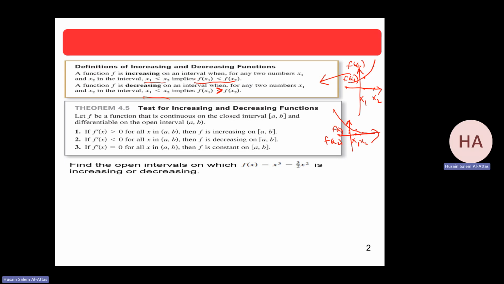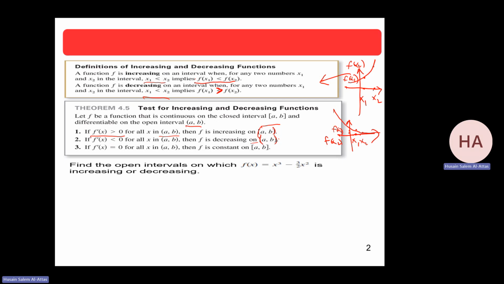Now, when you connect it with the derivative, if you have a function continuous in the closed interval and differentiable in the open interval, then if f prime is positive for all x in that interval, then f is increasing. If f prime is negative, then f is decreasing. If f prime equals 0 for all x in that interval, then f is what? It's a constant function.